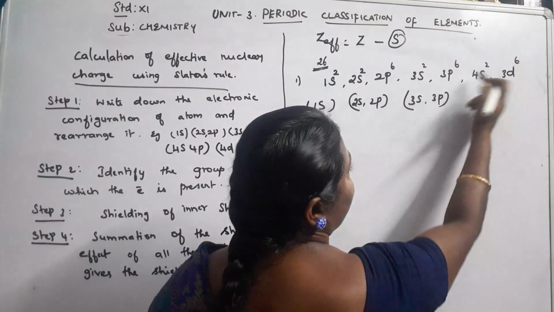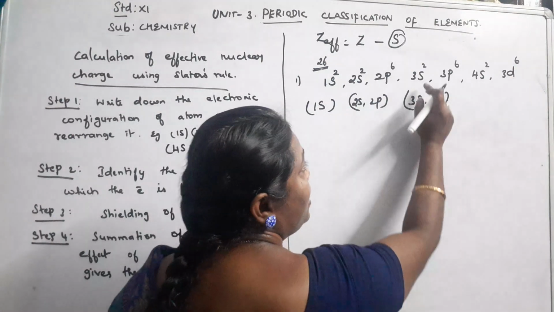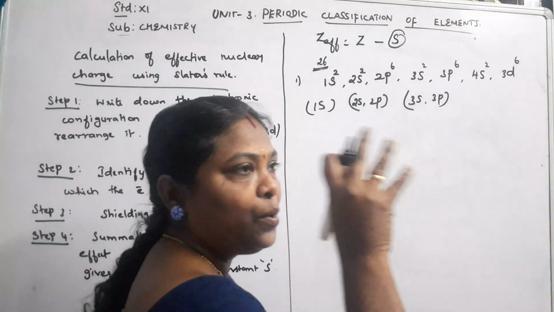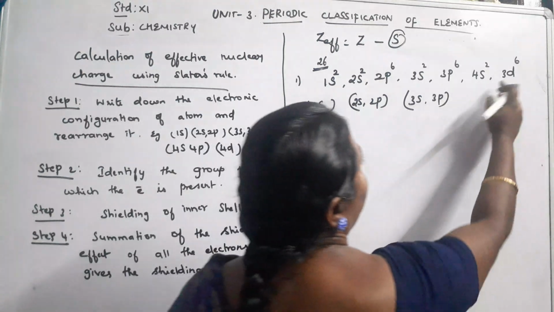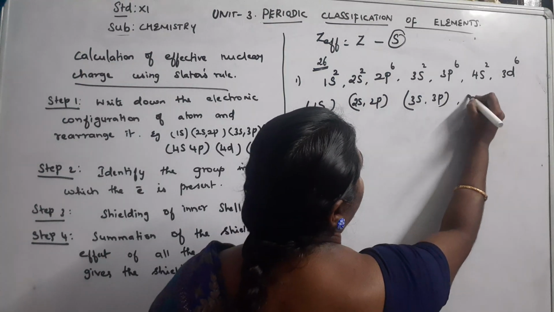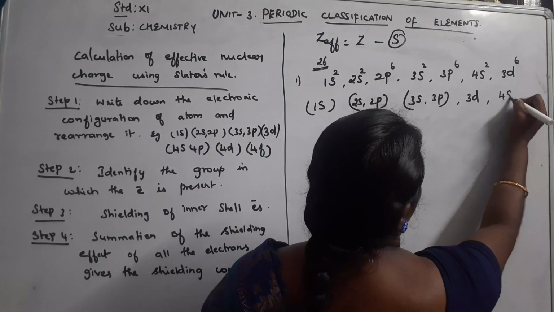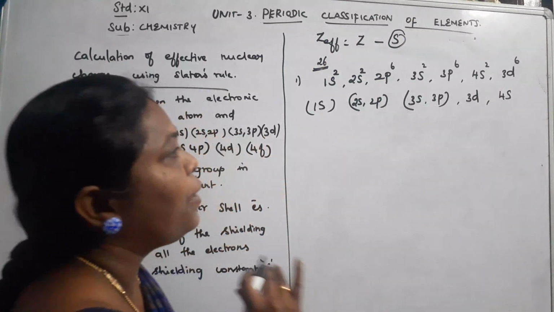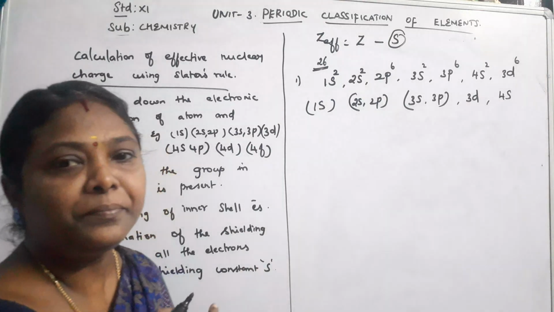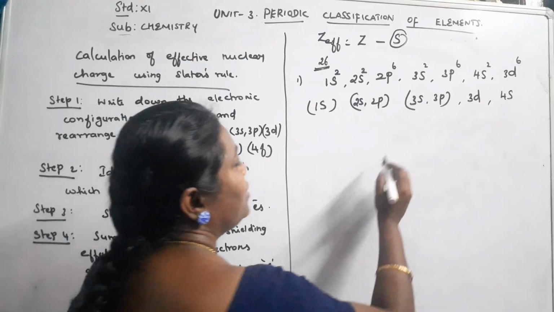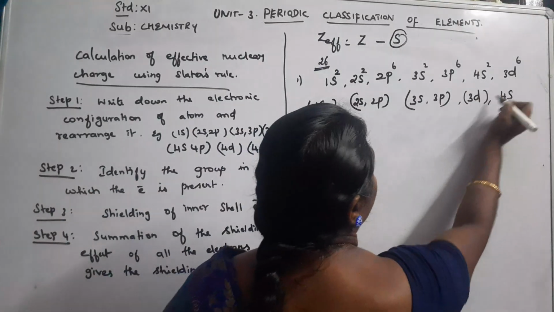If we are rearranging the n equal to 3 orbitals, it includes 3s, 3p and 3d. Therefore, while rearranging, we have to write the 3d orbital separately like this, and then we have to write 4s. Have you all understood?